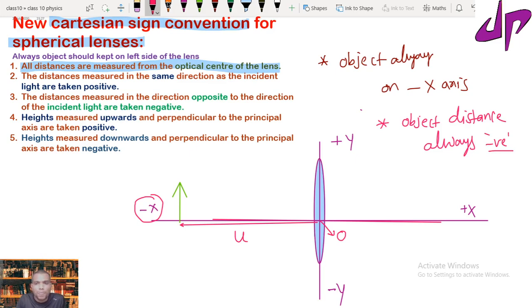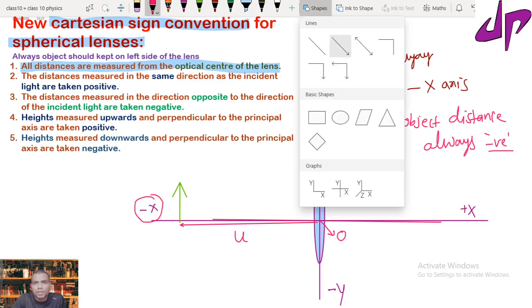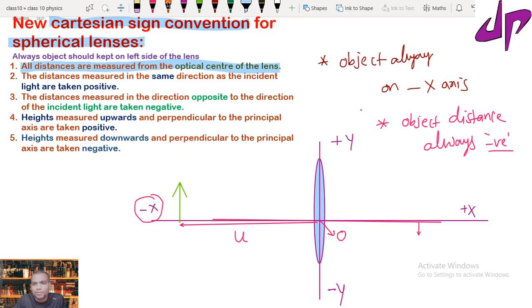Now image distance: the lens forms the image on the other side. So we need to measure the image distance from the optical center. The image distance, which we represent as v, if I take it from the optical center, comes along the positive x-axis. So in this case it is positive, but if the convex lens forms a virtual image, then it becomes negative.